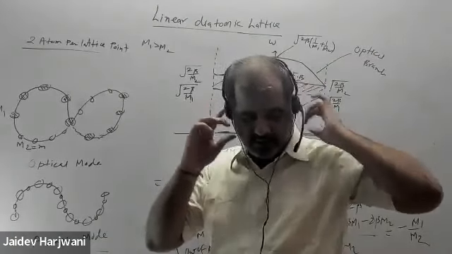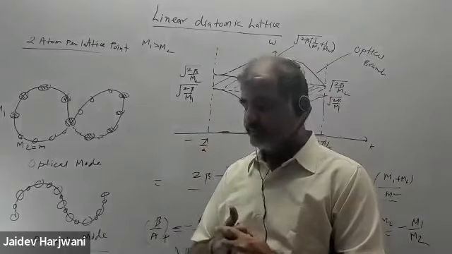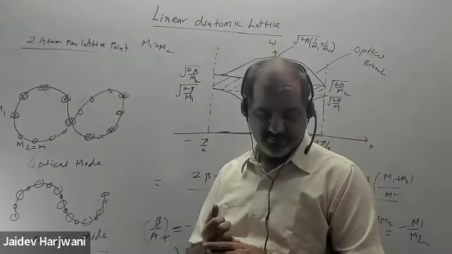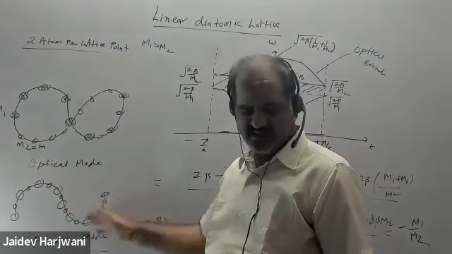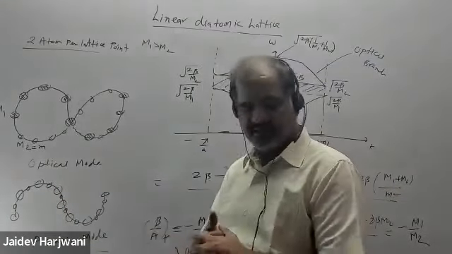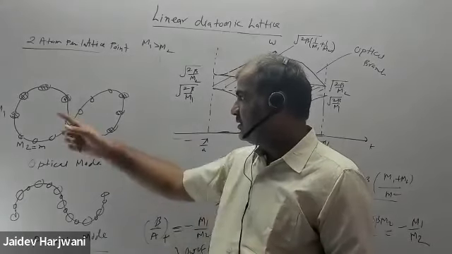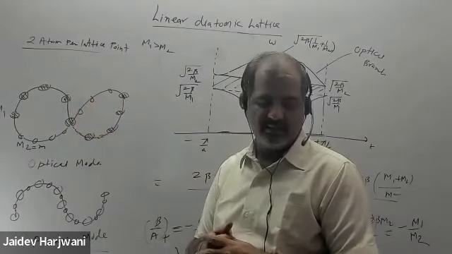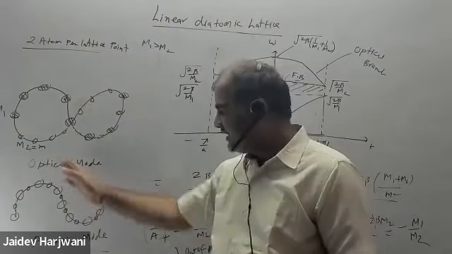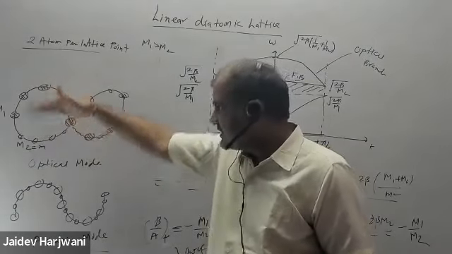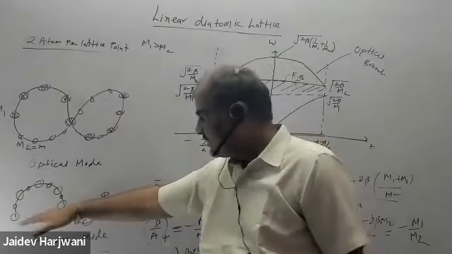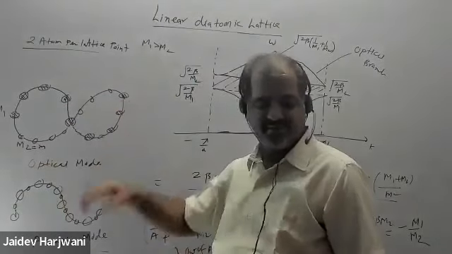Sir, so the acoustic atoms are in the same phase, that is why you have drawn them the same. And the optical ones are out of phase, that is why you have drawn sinusoidal type. Yes, this is also sinusoidal, its phase is in the opposite direction, this moves like this, this moves like this. The other two are moving in the same phase.